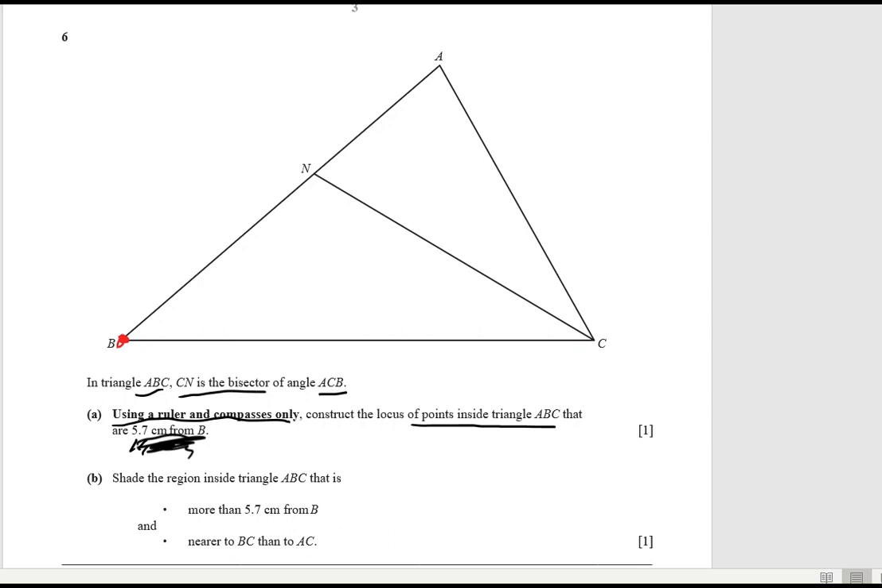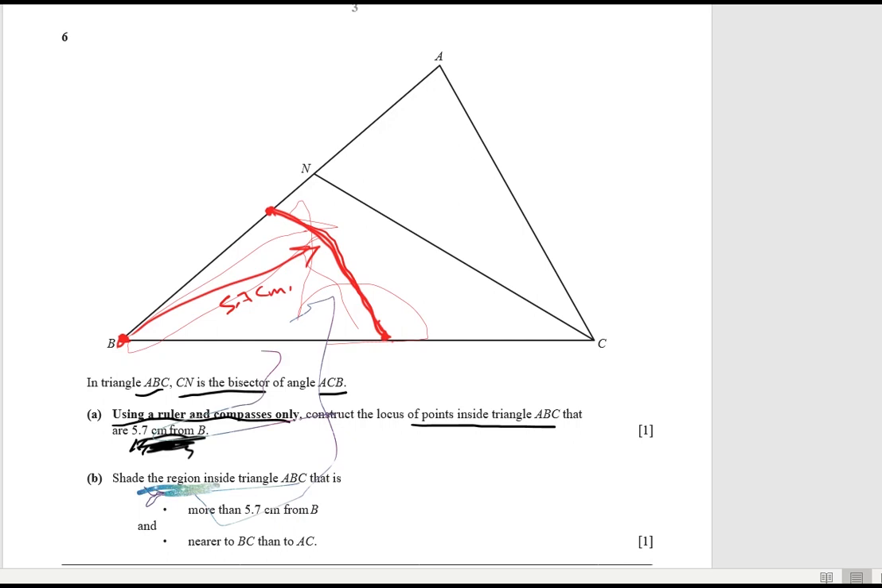Use point P as the center of the circle that you draw, and start to draw the curve from the side of the triangle to the other side. Don't extend the curve outside the triangle. Keep only the curve inside the triangle. The radius is 5.7 centimeters. All the points on this curve have a distance equal to 5.7, and the points are inside the triangle ABC.